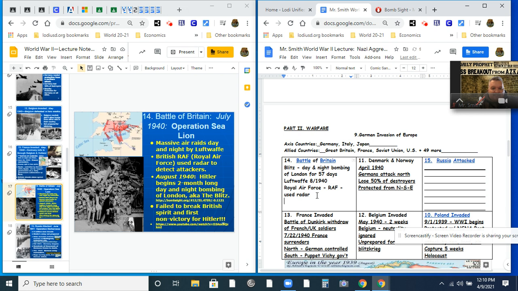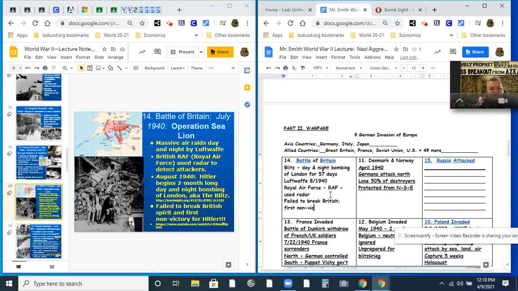The important thing about Britain is it's not a total success for the Germans. This is the first time they don't capture a country that they were trying to capture. So it failed to break the British. But it's nothing really to celebrate either. London was totally destroyed. But it is the first non-victory, I would say, for Hitler.